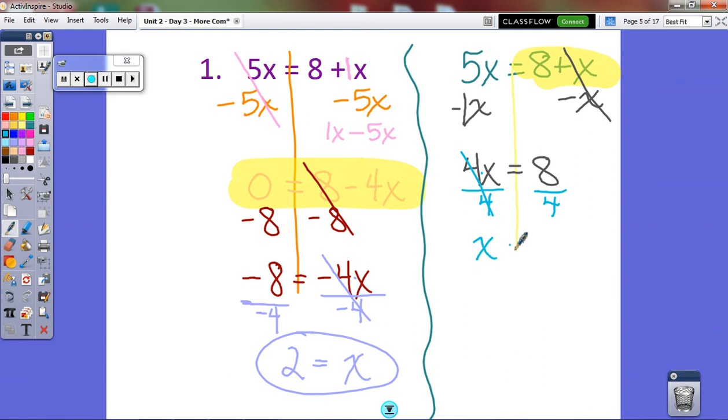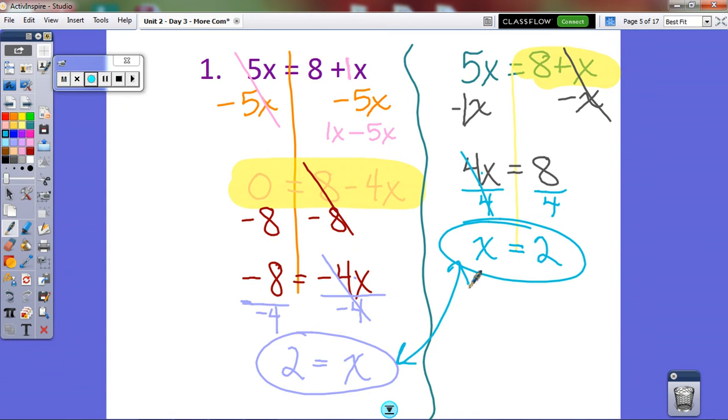That's going to leave me a 1x. 8 divided by 4 is 2. I got the same answer. But I'll tell you, I would much rather work it that second way. It is so much shorter. And if you're anything like me, you definitely like to save time and save steps.